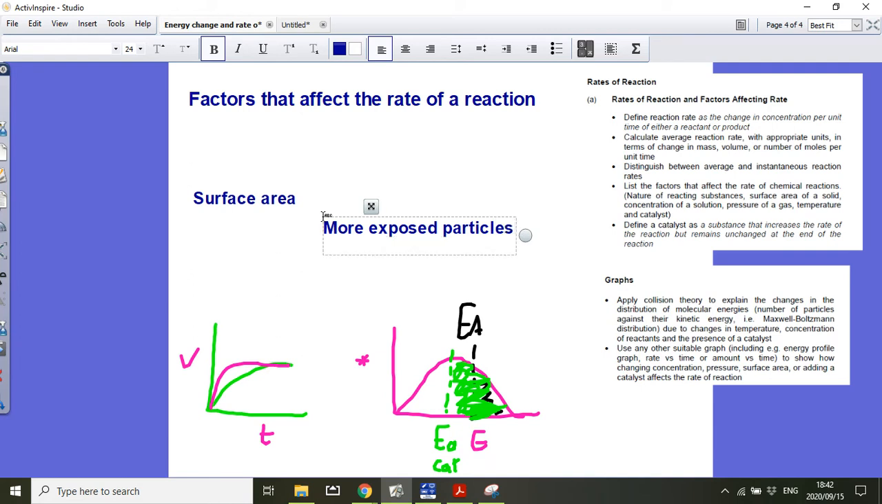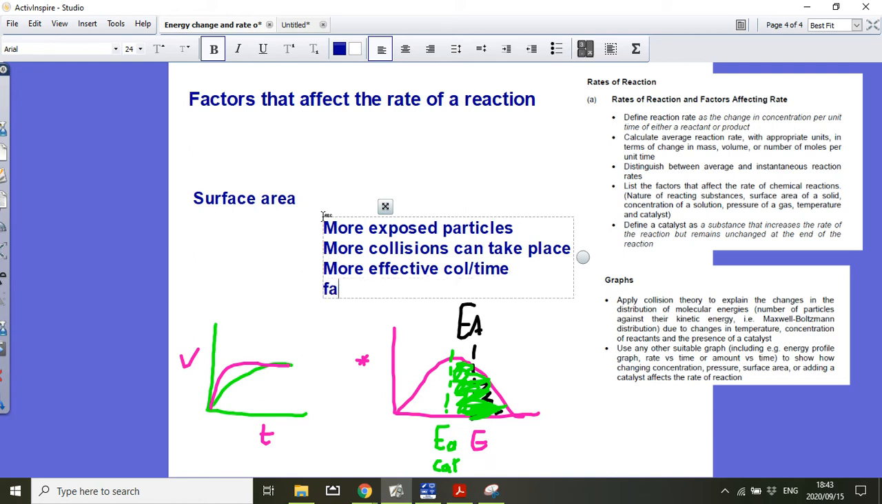If there are more exposed particles, more collisions in general can take place because more particles are exposed. If more collisions in general can take place, then more effective collisions per unit time can take place. And if there are more effective collisions per unit time, I have a faster rate. Again, there are your 4 points. Done. Now, surface area is still easy.